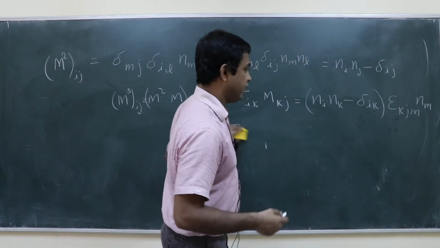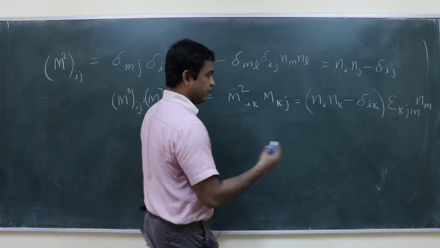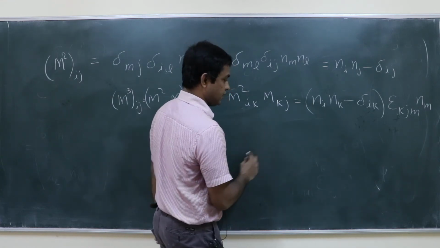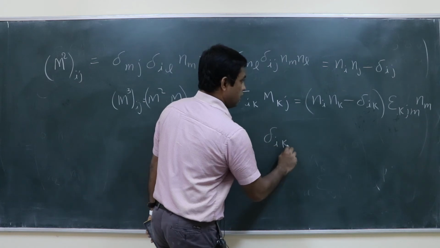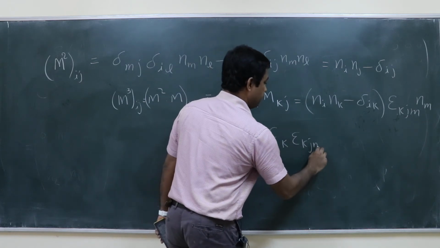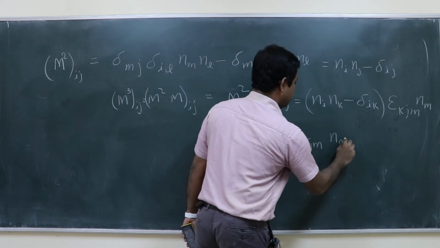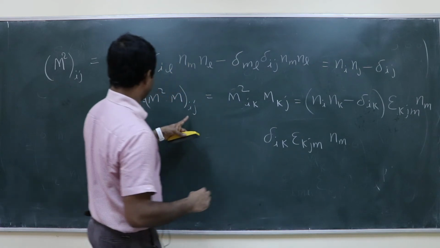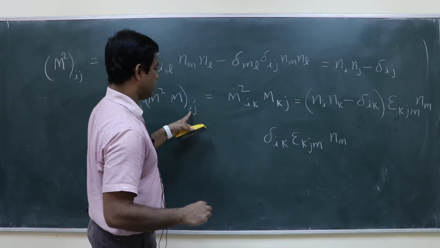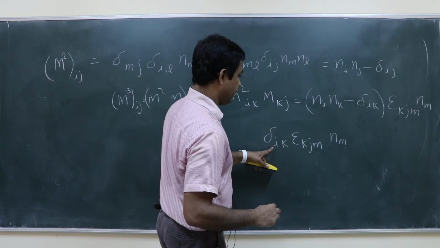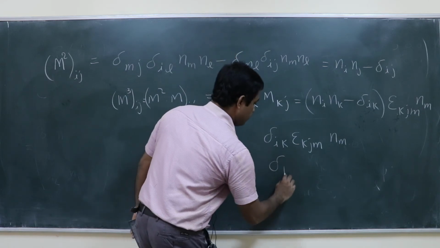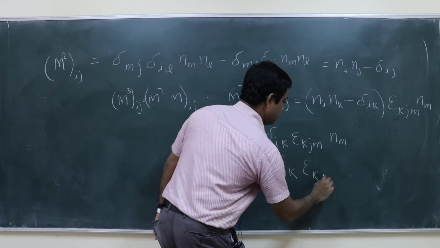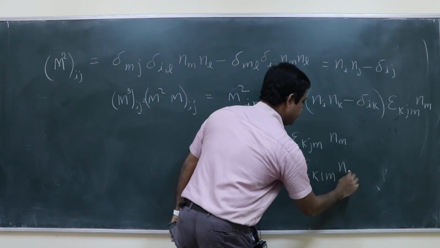Whatever the point is, it is very clear, because if the indices are not free, we can easily say that using the symmetric and antisymmetric concept. But his question is about delta_ik epsilon_kjm n_m. This is the quantity we are talking about. So suppose you are looking at the 1 element of this. If it is the 1 element, you get delta_1k epsilon_k1m n_m.